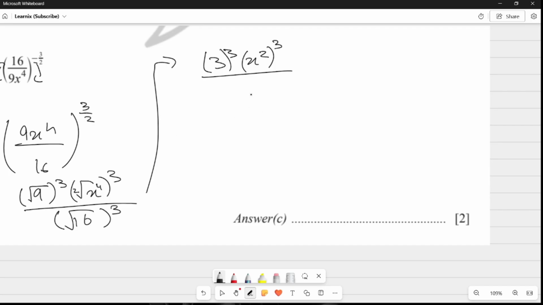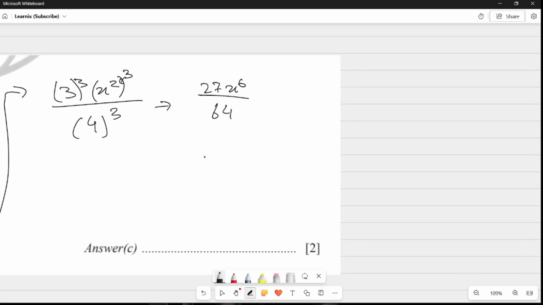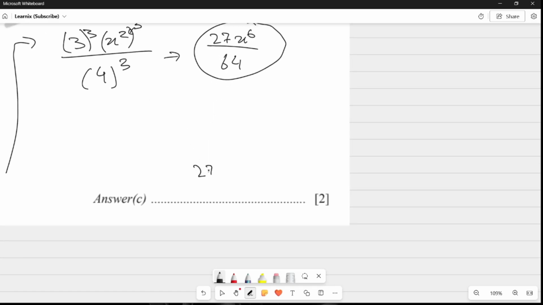So 16, what's the square root of 16? We have 4, right, to the power of 3. So what's 3 to the power of 3? We have 27. What's x squared to the power of 3? x to the power of 6, because we multiply these two. And what's 4 to the power of 3? 64. All right, that was super simple. And if you want, you can simplify this. I don't think this could be simplified any further. So we are going to write that as it is: 27x to the power of 6 over 64, right?